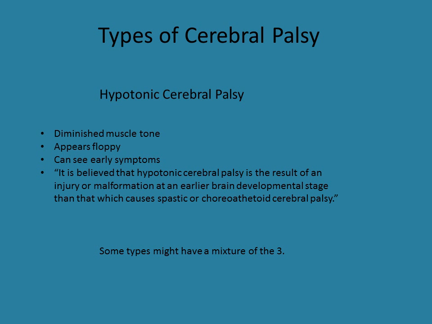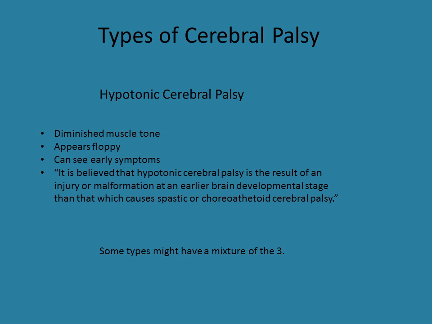The third type of cerebral palsy is hypotonic cerebral palsy. It includes diminished muscle tone. The person might appear floppy, and you can see early symptoms such as a baby not gaining head control and lifting their head around the age that they are supposed to.